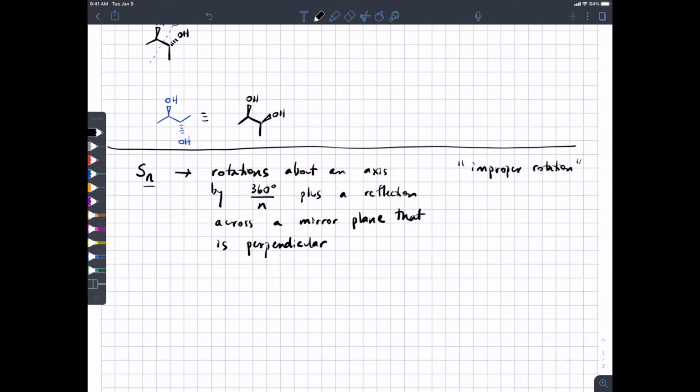Josh, I know that Professor Stowers has been doing this. Did I define that correctly? Did I miss anything there? Perpendicular to the rotation axis.